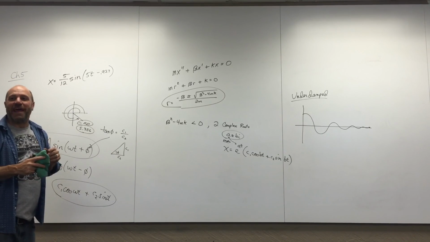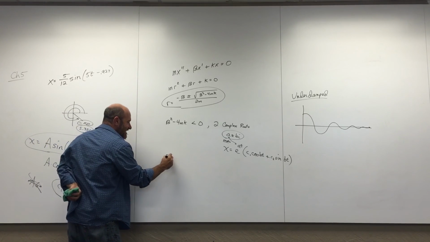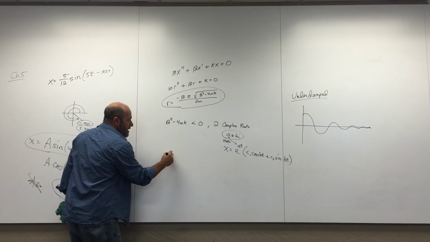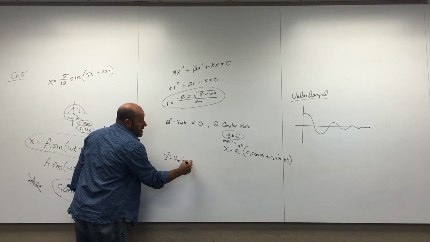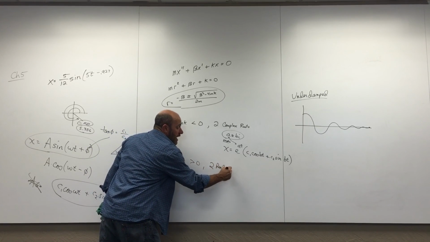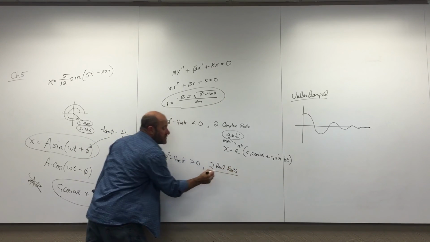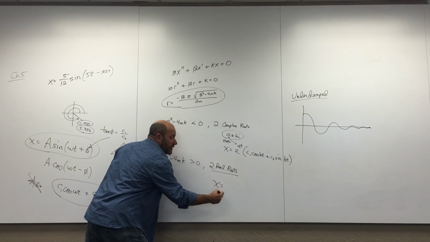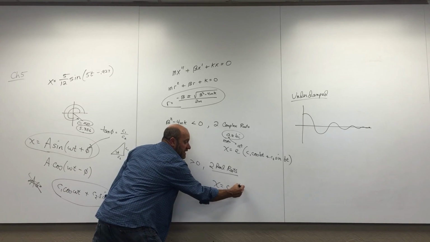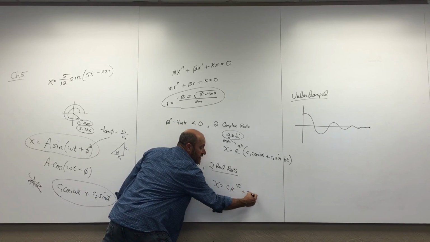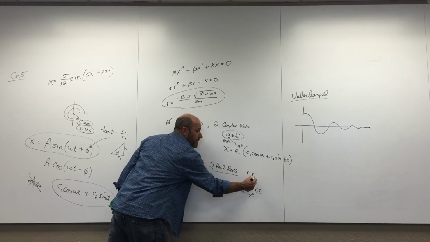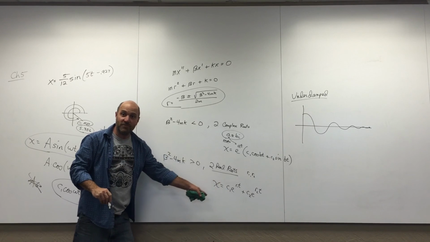Okay. What else could happen? Real roots. b squared minus 4mk could be greater than 0. And if it's greater than 0, that's your two real roots. And do you remember how you write your answer for two real roots? X equals C1 e to the R1t plus C2 e to the R2t. Those are my roots, R1 and R2. Right? That's what you get.